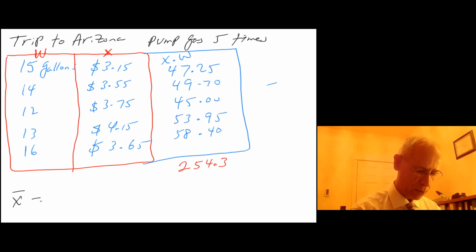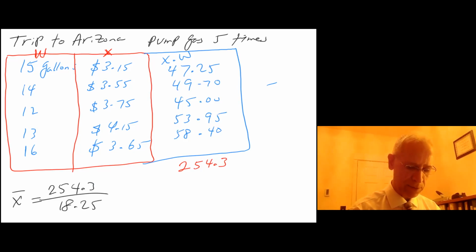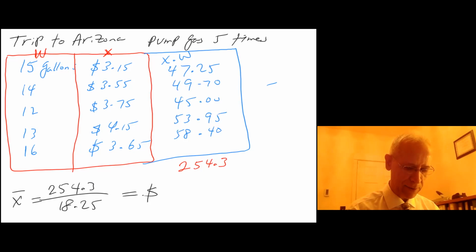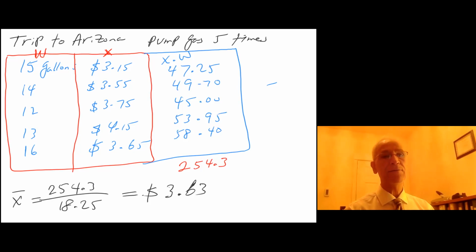So X bar equals 254.3 divided by 18.25. And since we're talking about money, let's round to the nearest penny. Let me double check on this. Yep, $3.63. So the average price for this trip per gallon of gas that you pumped is $3.63.